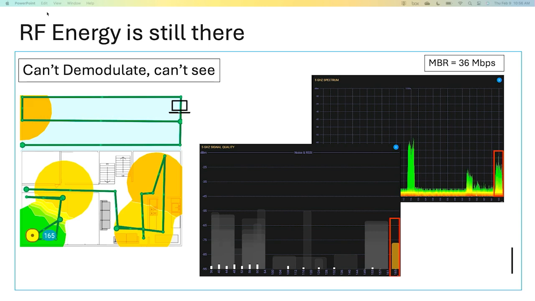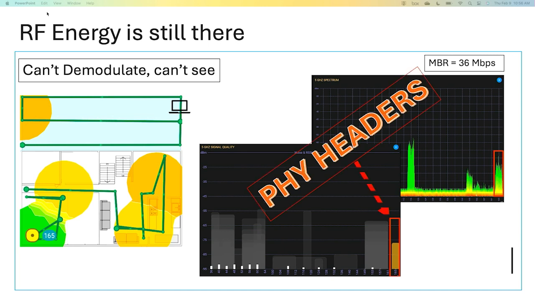And why is it there? Because the OFDM PHY headers are still getting transmitted at 6 meg. And that is showing the lower rate SSID right there.